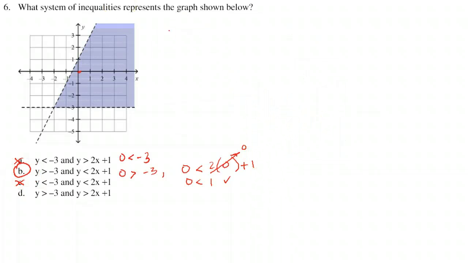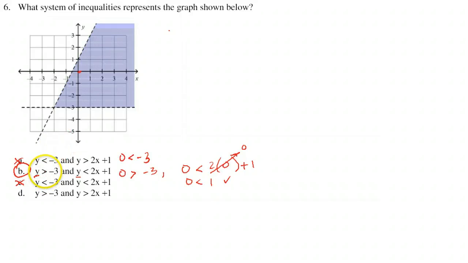The other method we could use is, if we ever notice that our y's are by themselves, so the y is on the left side by itself, then the fastest way we can do this is using the up and down method, because if it's y is greater than, that means it's above the line. If y is less than, that means it's below the line. So let's take a look at this one then.